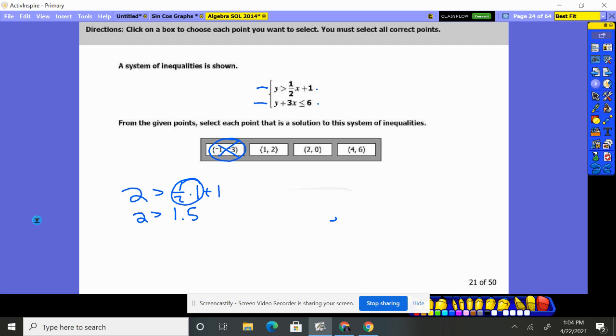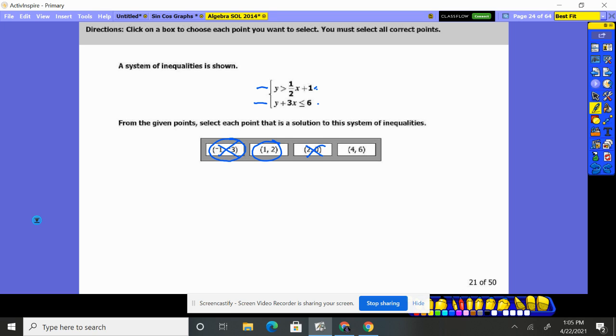Okay, I'm going to erase this to give us room, but yes, we know 1, 2 does work. So we would be circling him. I now need to try 2, 0. So let's go to the first guy. Y is 0. Is that bigger than 1/2 times 2 plus 1? That's 1. 1 plus 1 is 2. Is 0 bigger than 2? No, he's not working. So we only have one more point to try.